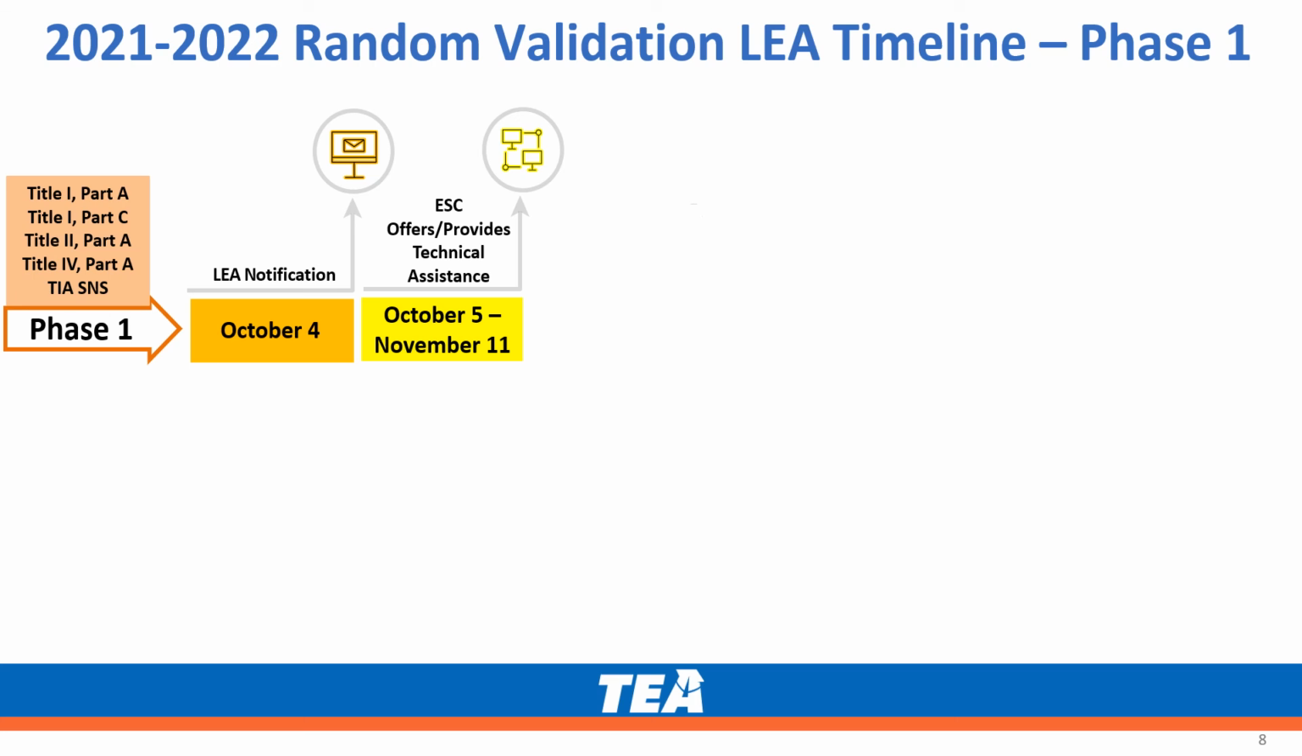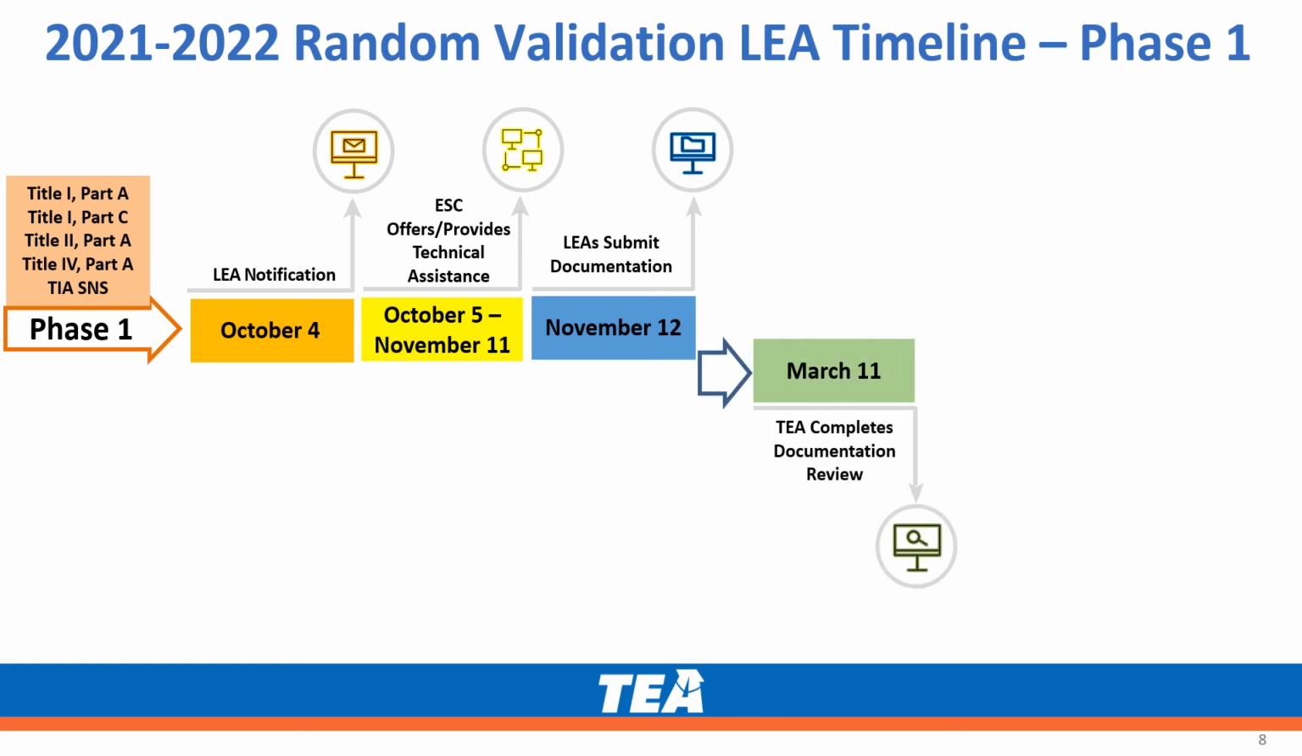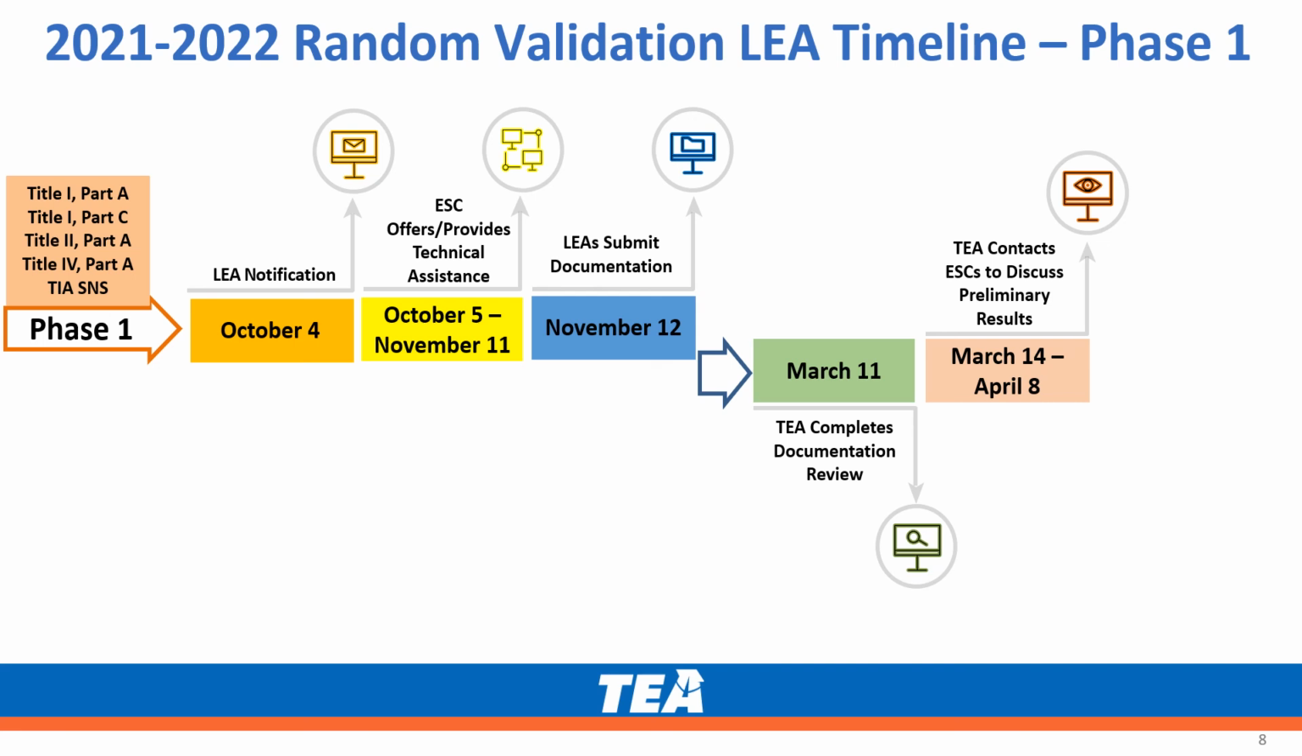ESCs will offer and provide technical assistance between October 5th and November 11th. LEAs will submit their documentation via ESSA reports by November 12th. TEA will complete their documentation review by March 11th. Between March 14th and April 8th, TEA will contact Regional Education Service Centers to discuss the preliminary results. And final results will be shared with LEAs via email by April 26th.